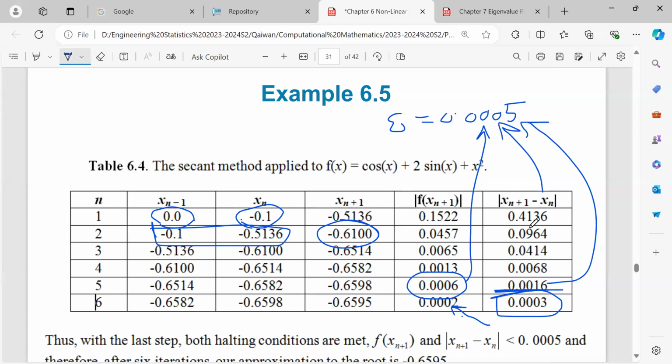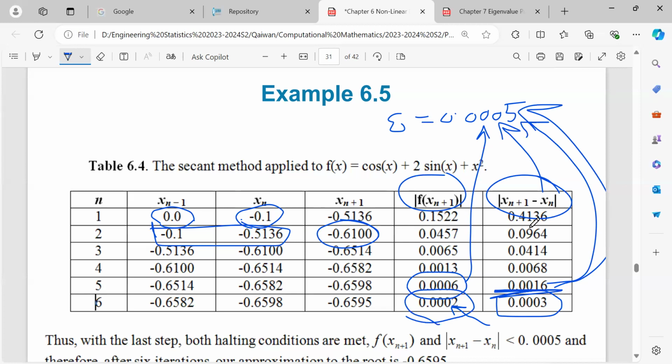And even here, 0.0016 is greater than the error. So you will continue. We stop if one of these two is less than the error.